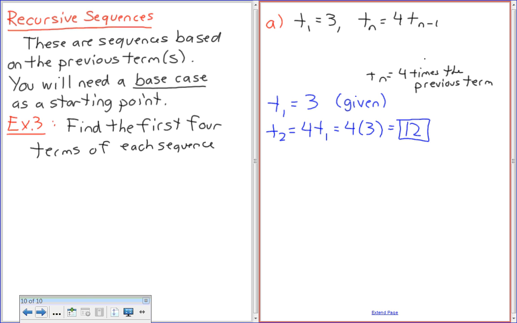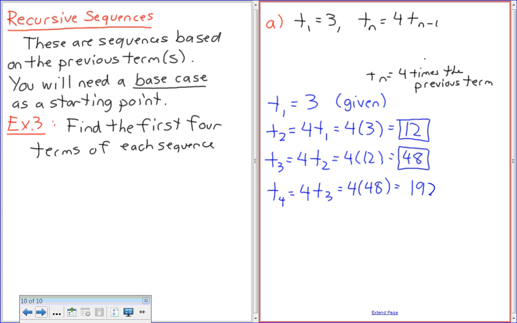Georgia, go. Good. Very good. So I heard someone say 12 times 4. Where we got that from successfully was that when we're talking about T3, it's going to be one less than that. So T3 is 4 times the one before it. T4 then finally is going to be 4 times T3. What is that, 192? There's the first 4 terms.